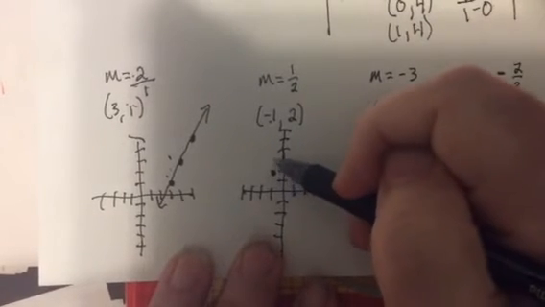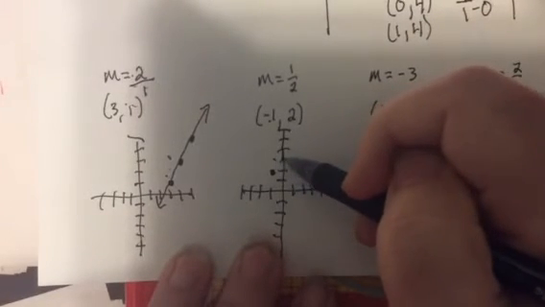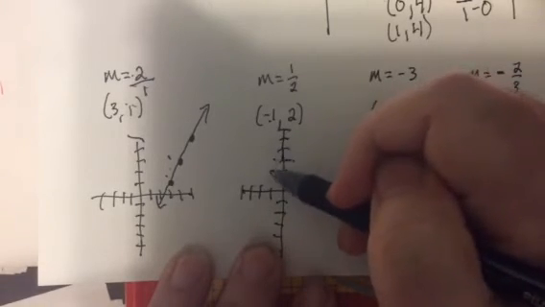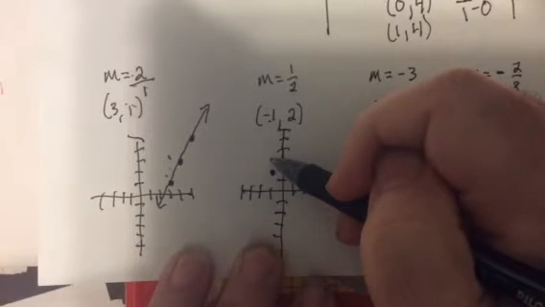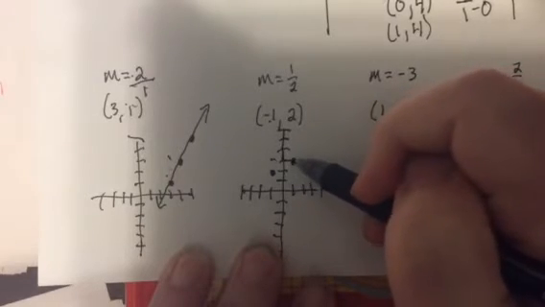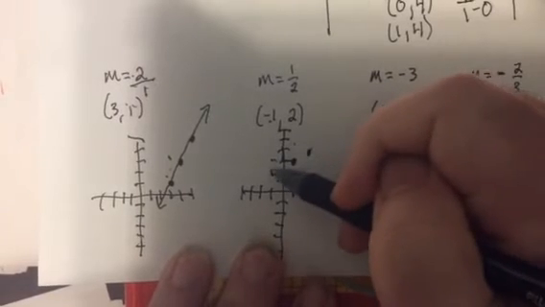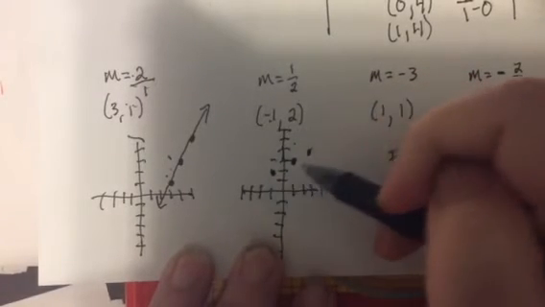So it would be positive 1 over positive 2. Top numbers up, down, bottom numbers left, right. So up 1, the bottom number's 2, so it's positive, right 2. Up 1, right 2. Now if I wanted to, I could reverse it and go down 1, left 2, if I'm running out of room.